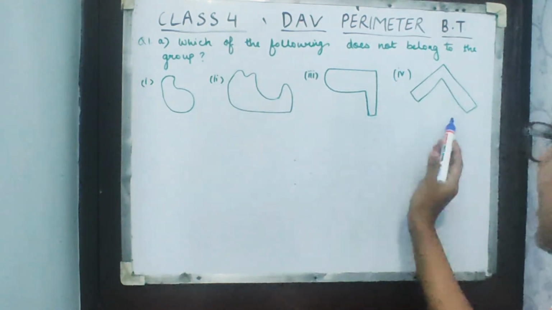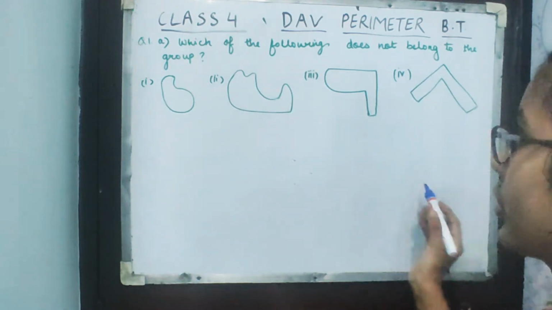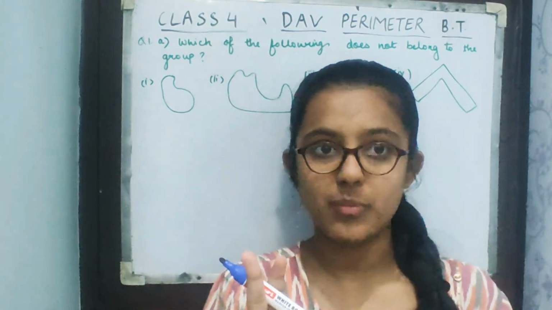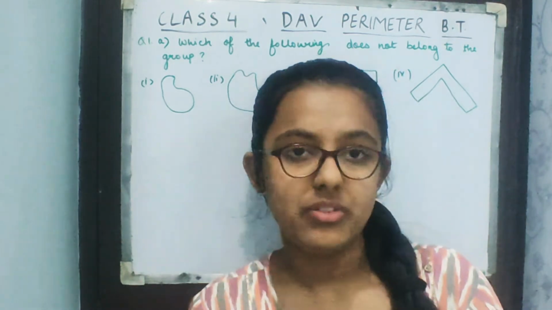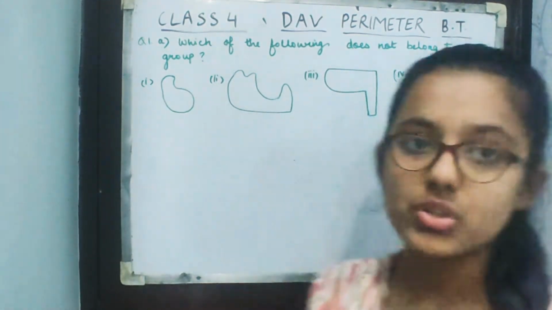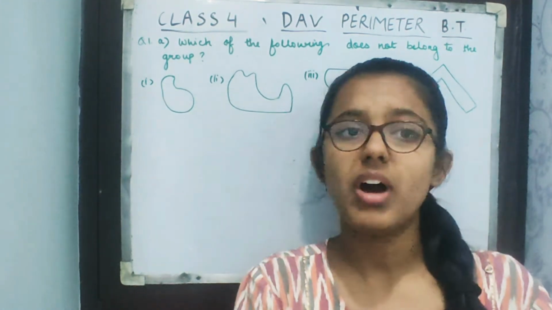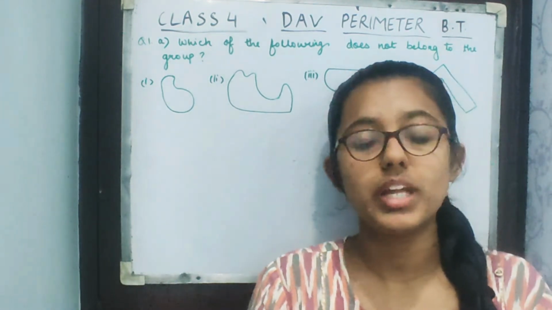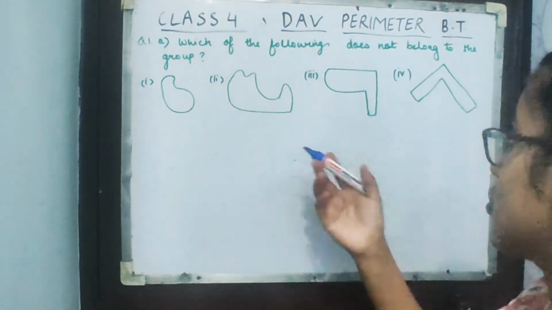So 4 diagrams are there and we have to tell which is not of the group. In our explanation video we have learnt two types of figures: one is closed figures and second is open figures. Here all four are closed figures only. In closed figures also we have learnt two types. One is made up of curve and line segment both, and the second one is only made up of line segments. Let's see which is not of the group.